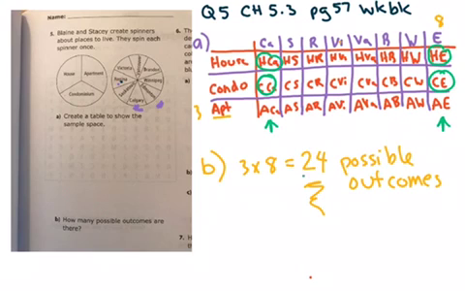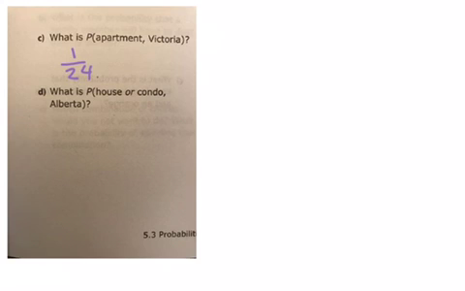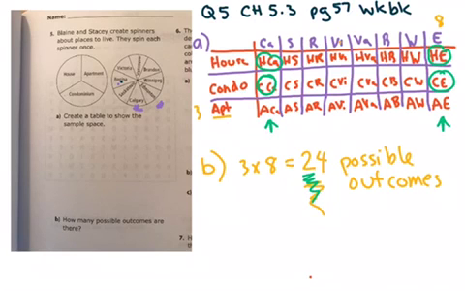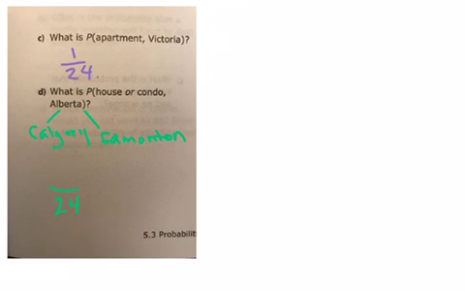Okay, all right. And we have 24 possible outcomes. So the probability of a house or condo in Alberta, it's Calgary, that's Edmonton. Okay. So there's 24 possible outcomes. And look again. How many houses and condos are there in Calgary, and how many houses and condos are there in Edmonton? I'll let you figure that part out. Okay, it's just a matter of counting, so you get to finish this particular question.